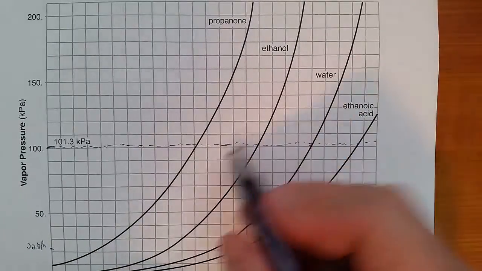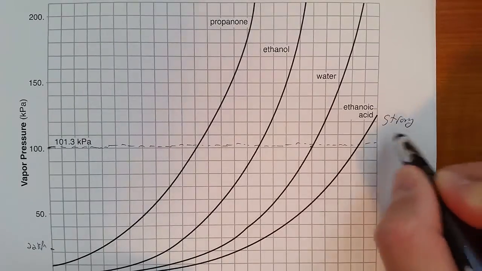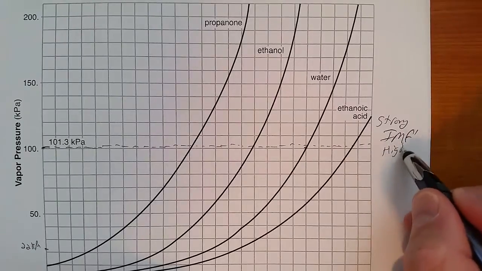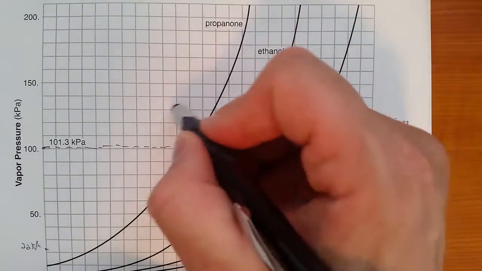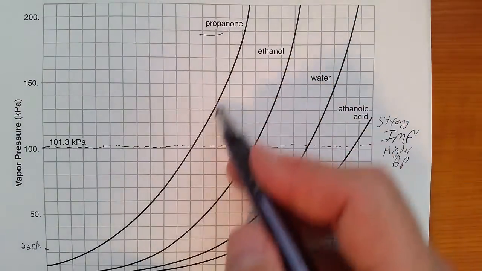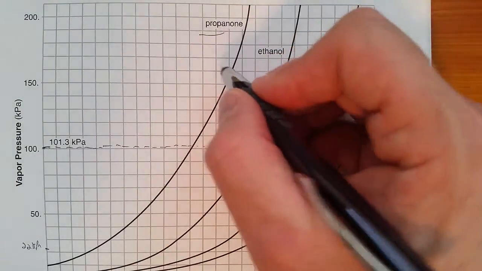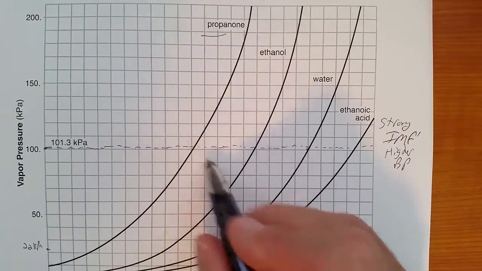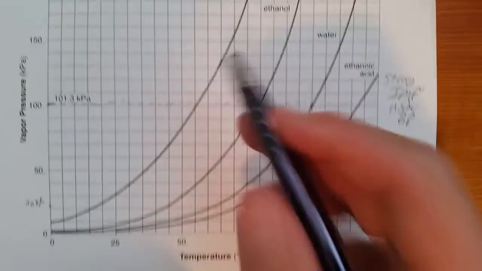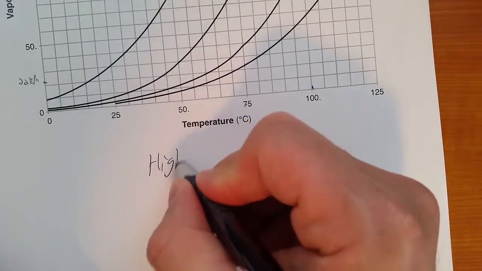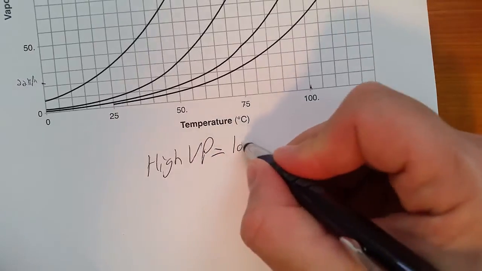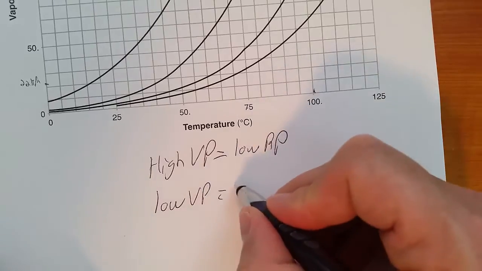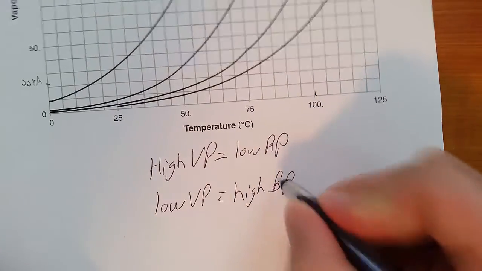On here, the strongest intermolecular forces are going to be in something like ethanoic acid because it has a higher boiling point. The weakest intermolecular forces can be seen in propanone because it has the lowest boiling point. But propanone, while it has the lowest boiling point, has the highest vapor pressure. So higher vapor pressure means lower boiling point. And the opposite is true. Lower vapor pressure is going to lead to a higher boiling point.